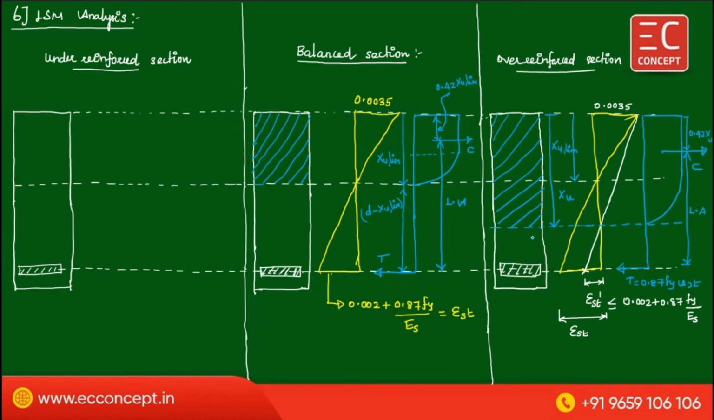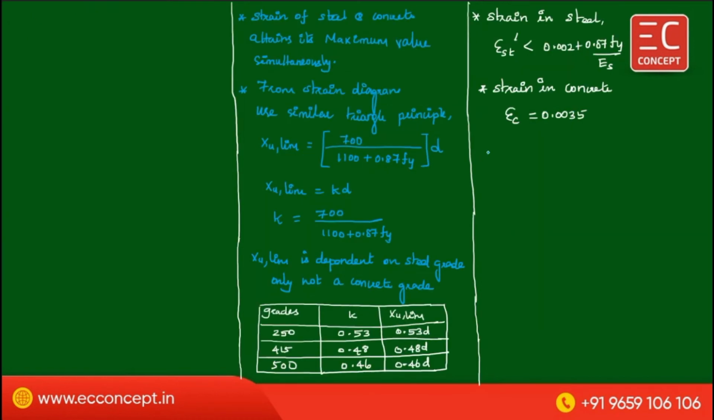Understood? So now we are going to write the points one by one. The first point we can write in the over reinforced section: concrete fails first, because the concrete attains the maximum stress initially. Concrete fails first. Why? Because the concrete attains the maximum stress.